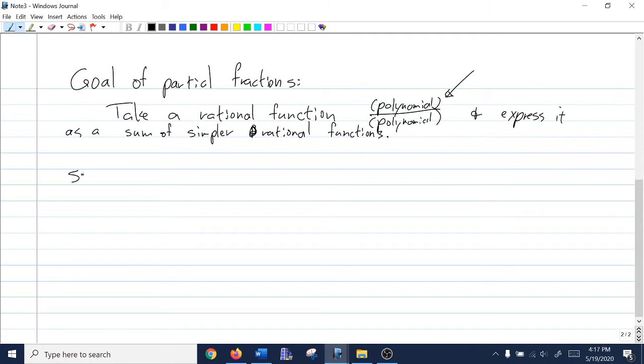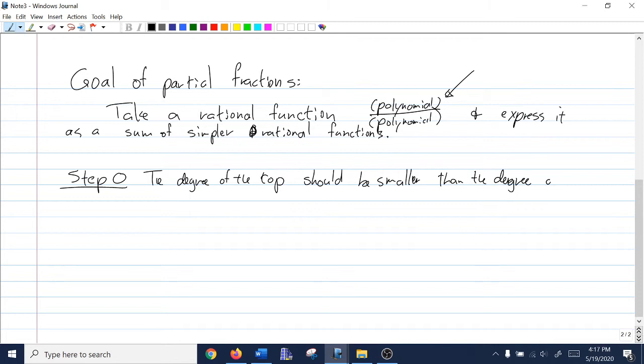Let's talk about step 0. Step 0 is the degree of the top should be smaller than the degree of the bottom. And if it's not, do long division so that it is.